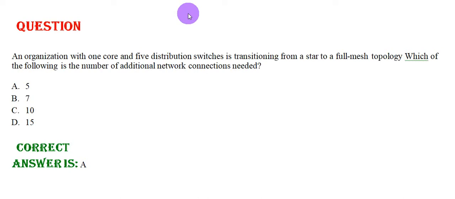An organization with one core and five distribution switches is transitioning from a star to a full mesh topology. Which of the following is the number of additional network connections needed? Option A, 5. Option B, 7. Option C, 10. And option D, 15. The correct answer is option A.